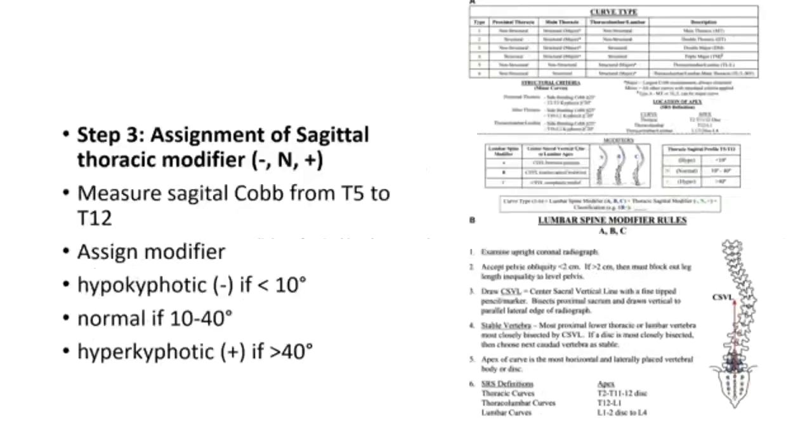Then we have the thoracic modifier, which is the sagittal thoracic measurement. It's the Cobb angle that we have just described between T5 and T12. If it is hypokyphotic, which is less than 10 degrees, it's a negative modifier; normal is 10 to 40; and positive sagittal thoracic modifier if it is more than 40 degrees.